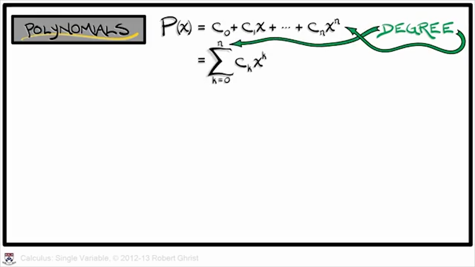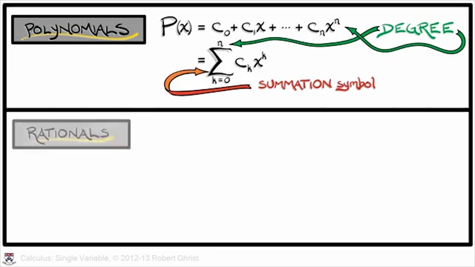There is a summation notation that makes writing out polynomials very simple. We use the Greek capital sigma and write a polynomial as the sum, sigma, as k goes from 0 to n of c sub k times x to the k. Here, the c_k's are coefficients, or constants.